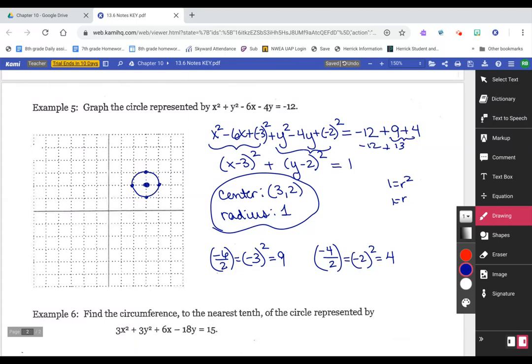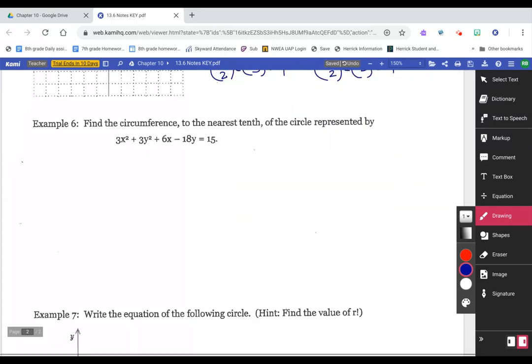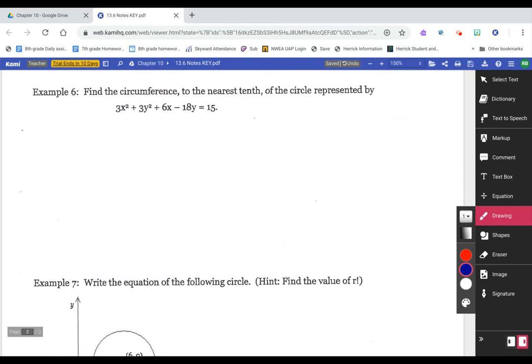Example 6. Example 6 says, find the circumference to the nearest tenth of the circle represented by this equation. 3x squared plus 3y squared plus 6x minus 18y equals 15. If we want to find the circumference, well, circumference is equal to 2 pi r, so all we need to find is the radius.